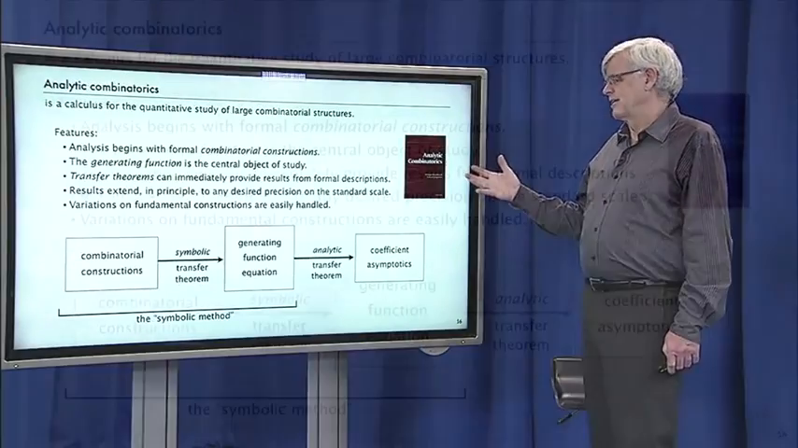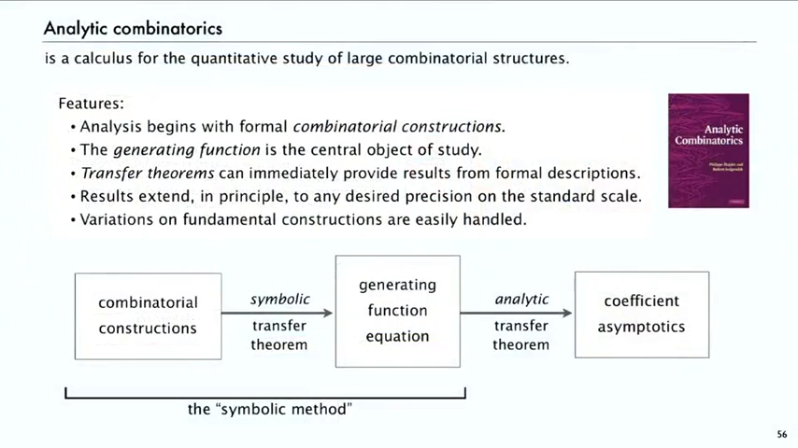So this is the slide that I started up with that maybe makes a little more sense now that we've gone through a number of examples. In analytic combinatorics, we begin with combinatorial constructions. We use symbolic transfer theorems to get generating functions. They're the central object of study because we transfer to them from combinatorial constructions, and we extract coefficients from them using analytic transfer theorems. And so in principle, we can do this to any precision on the standard scale, and we can handle variations as well.